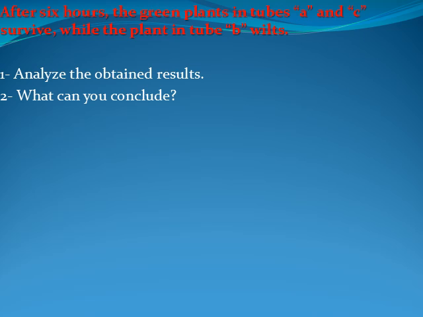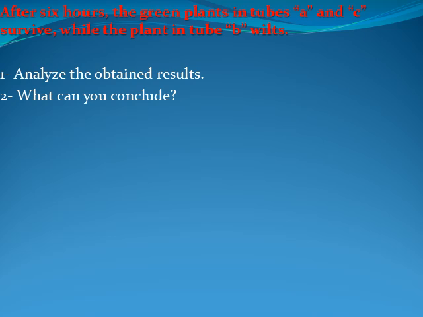They say that after 6 hours of the experiment, the green plants in tubes A and C survive. They remain alive, while the plant in tube B wilts, withers, and will die. Part 1.